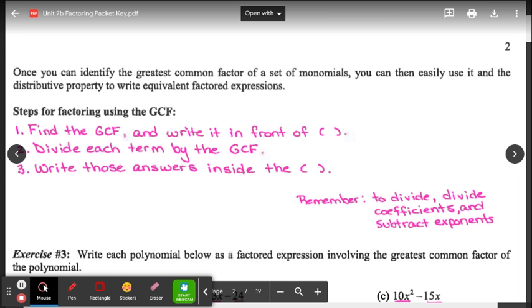So step number 1, we have to find the GCF like we did on page 1, and then we're going to put it in front of parentheses. Step 2, we're going to divide each term by the GCF. And then step 3, we're going to write our leftovers inside the parentheses. And then a little note to remember from our previous packet: when we divide, we divide the big numbers and subtract the exponents. So make sure you have this written down before you go forward on the video.